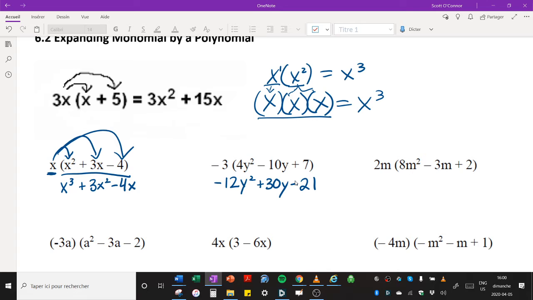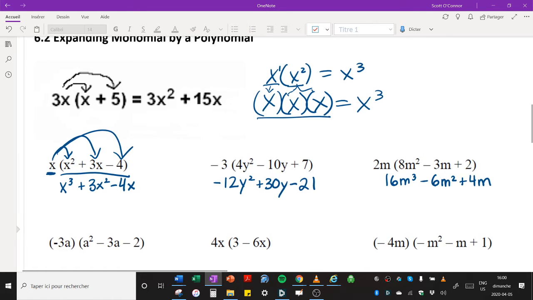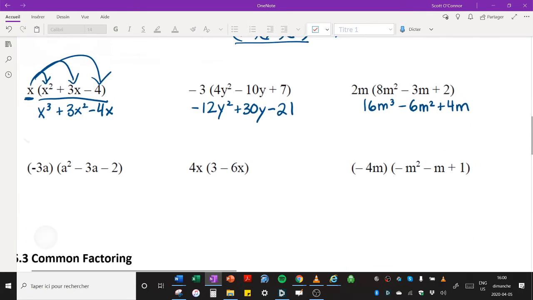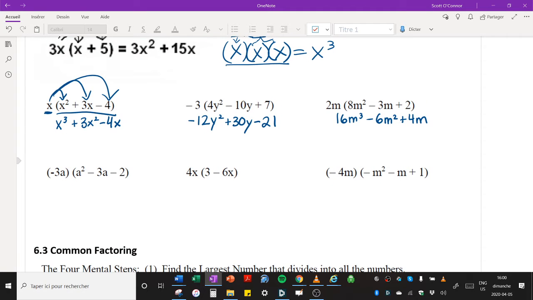All right, look at the third one here. 2m times 8m squared gives me 16m to the power of 3. 6m to the power of 2 for 2m times negative 3m. And 2m times 2 gives me plus 4m. Okay? And again, I will leave you to work on these 3 questions.